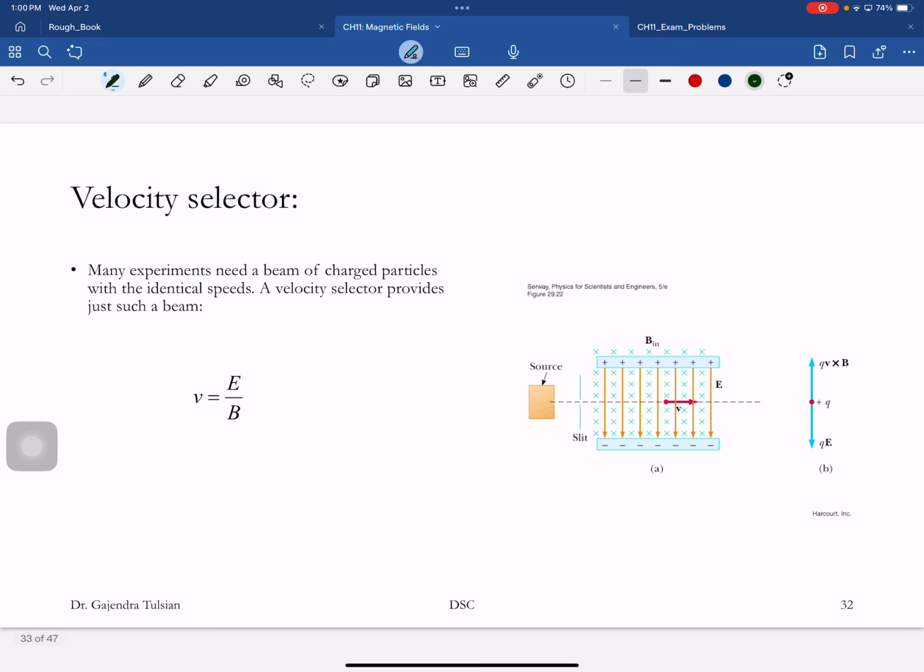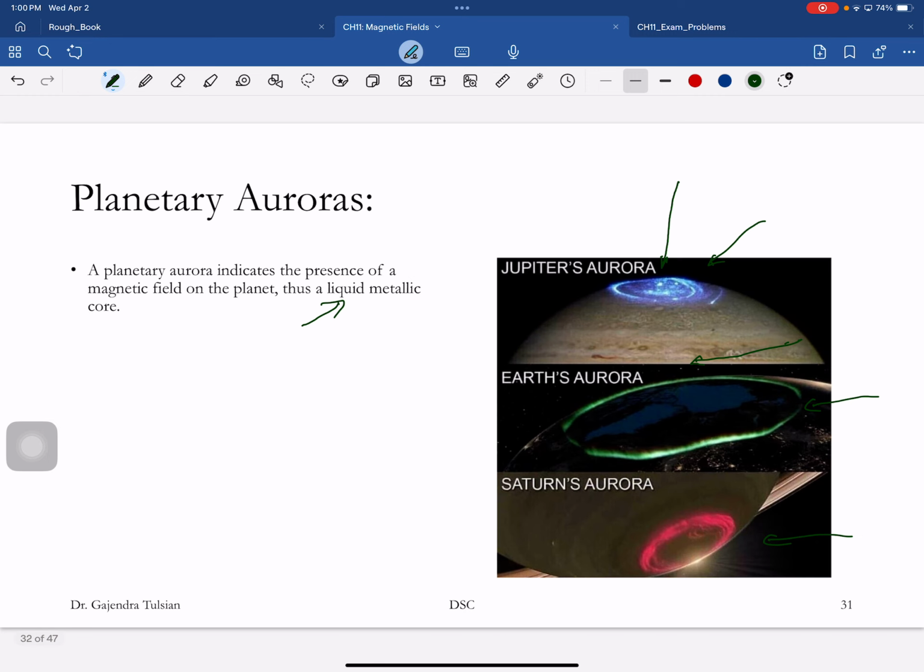Would it be possible if the metal was forming a gas? Yeah, it could. Liquid includes both; fluid is the more general term. But if you are in the core, you are liquid, not a gas. Does the size of the aurora mean anything? Yeah, the size would probably indicate the strength of the magnetic field.